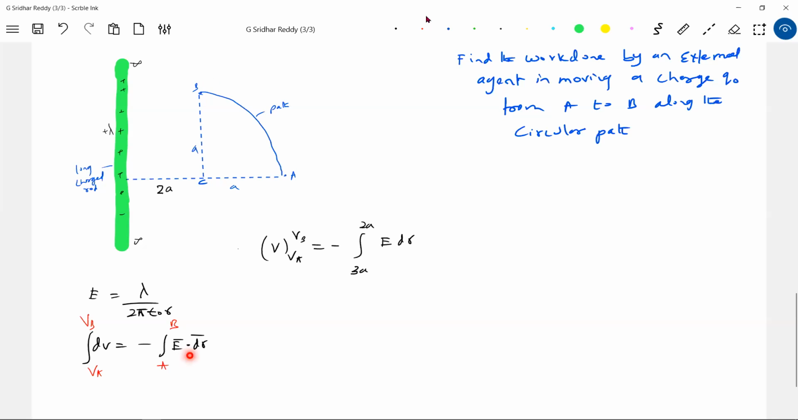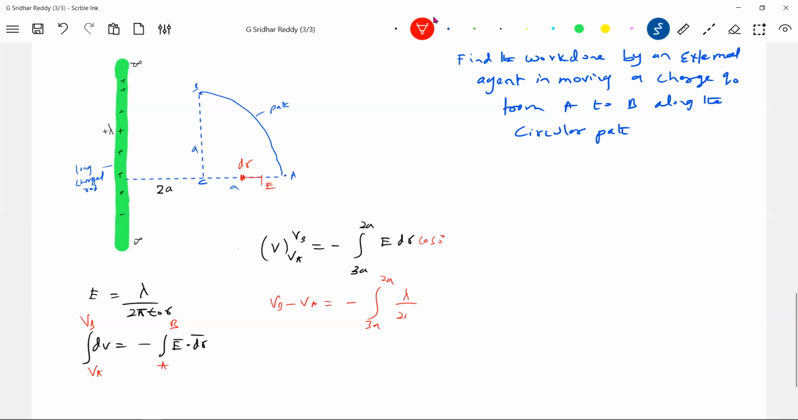Now what shall I write? The angle between E bar and dr. How you measure E bar like this. And what is the dr? Dr is in this direction. And E bar will be directed like this. So the angle will be cos of 0 degrees. Okay, next step it will be VB minus VA equal to integral from 3A to 2A.